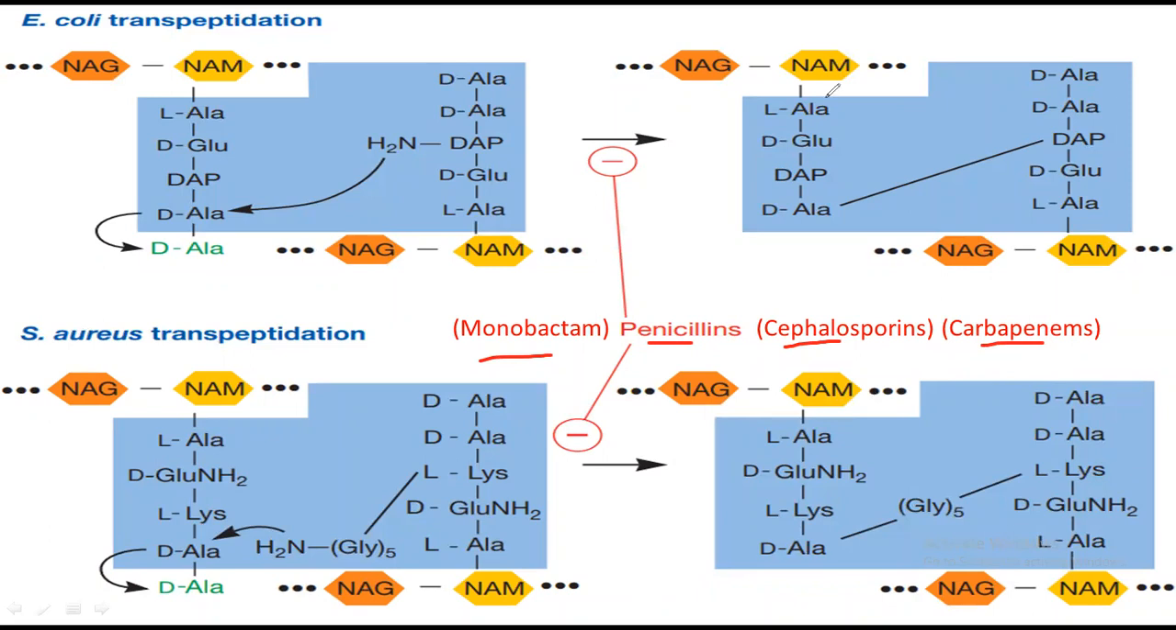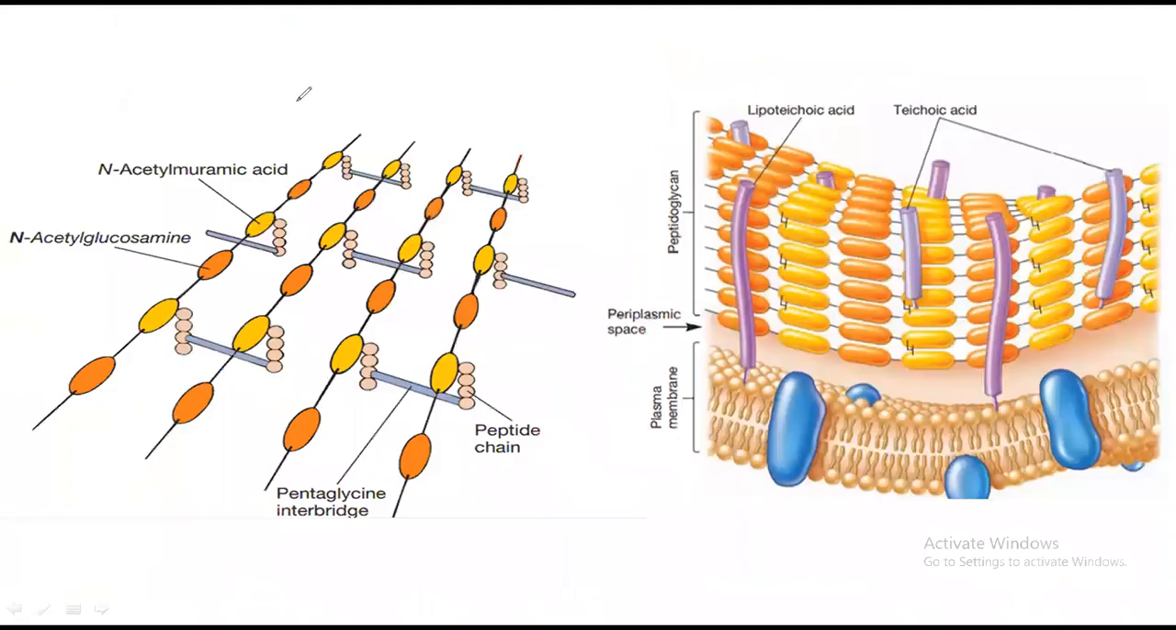As I have mentioned in the previous minutes of this video, the layers of the peptidoglycan layer should be bonded to each other, in order to provide integrity and strength to the peptidoglycan layer. So these layers should be bonded to each other, and the formation of this bond is basically known as transpeptidation.